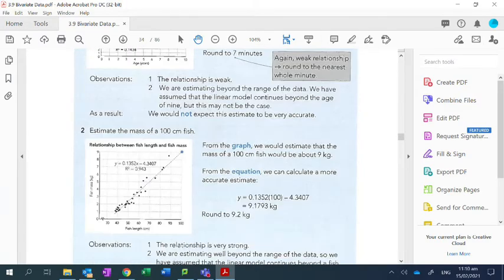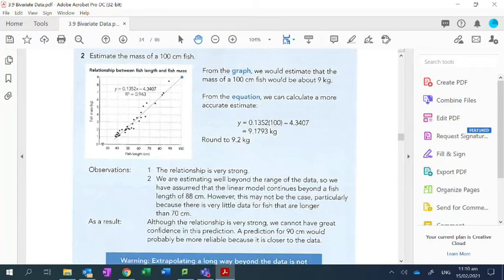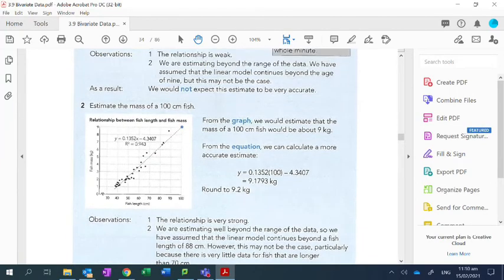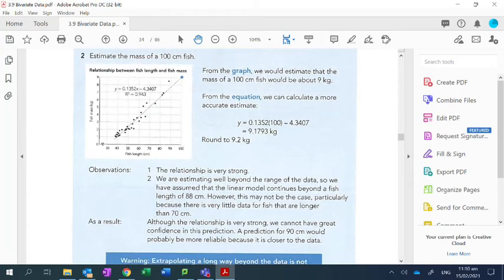Okay? One more. And here we go. This one, they finally get to almost everything that you're going to have to do. We'll do one of those others together too. Estimate the mass of a 100 centimeter fish. Notice that 100 is right here. What do you notice about it? It's beyond our data points, our black points, yeah? So that means that this is an extrapolation. Very good.